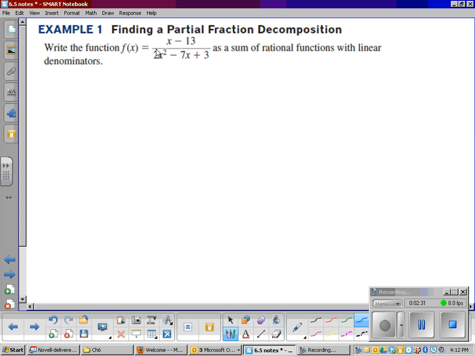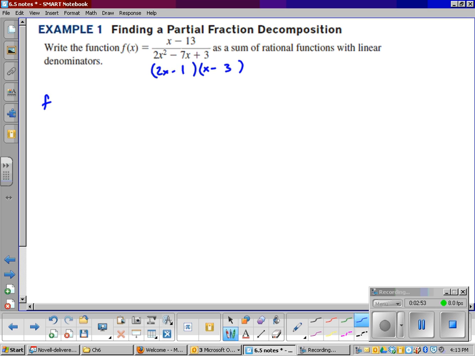So first thing we need to do is factor this denominator into linear factors. So we're going to have 2x times x for the x squared. I need a 3 here. The signs are alike and they're both going to be negative. So I'm going to put a negative on the 3, so I have negative 6x, and a negative on the 1, so I have negative 1x, and that gives me negative 7x in the middle.